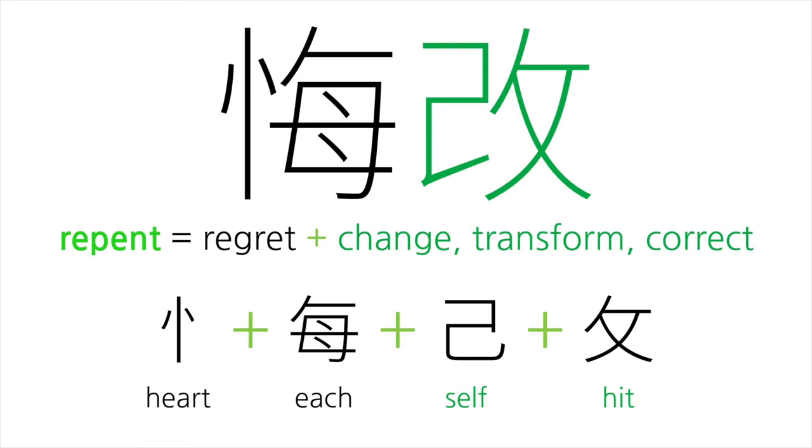And so they rhyme. If I had never seen the word regret before, but was familiar with each, then I could probably make an educated guess about what the pronunciation should be. And by the way, even though each can be a word on its own, the radical for heart that we see here cannot be a word on its own. You will always see it together with some other element, as you do here with the word each.